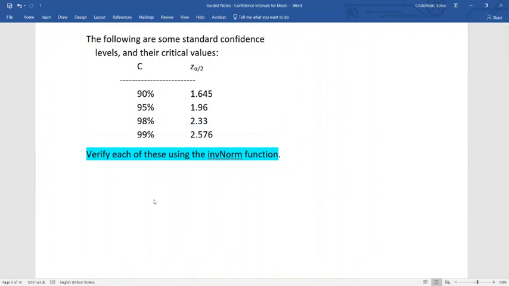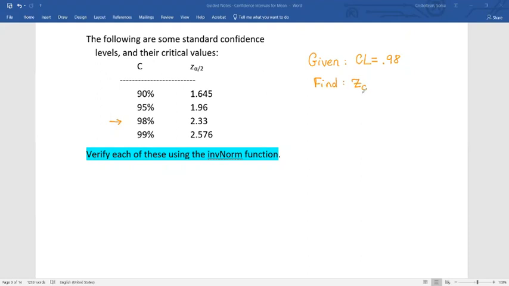Here is a table for the confidence interval of 90%. We already found the critical value as 1.645, and I'm referring to the positive one. And then we have the most commonly used confidence levels and the critical values associated with them. It says right here, verify each of the following using the inverse norm function. Let's just verify one more and I will let you verify the other ones. Let's just look at this one. If the confidence level is 98%, find the critical value ZC.